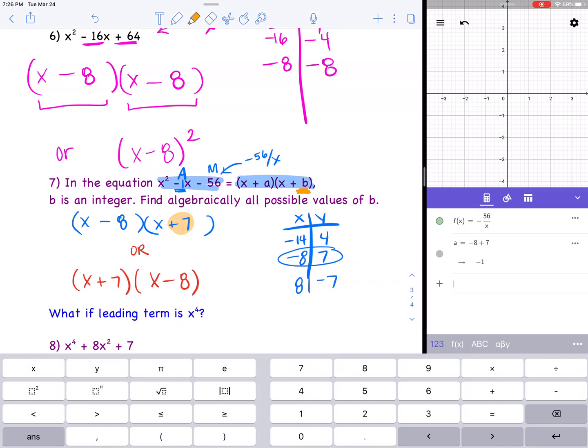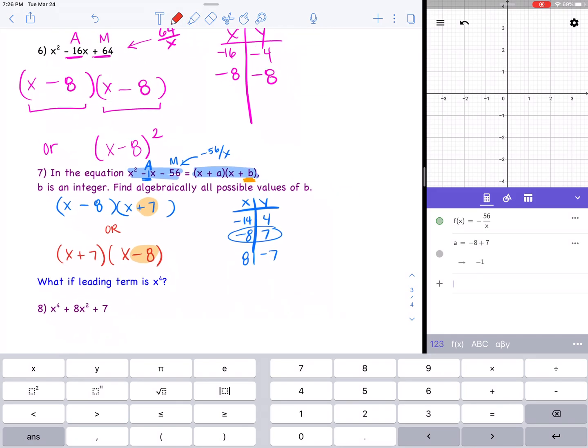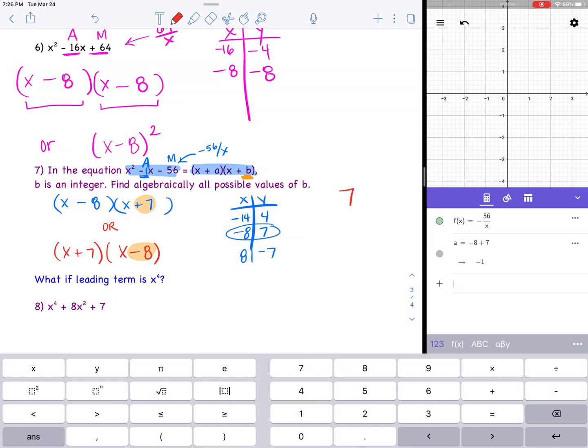Now what number is in the place of the b? Negative 8. So the final answer to this question is 7 or negative 8. Both of those numbers could be in the b.